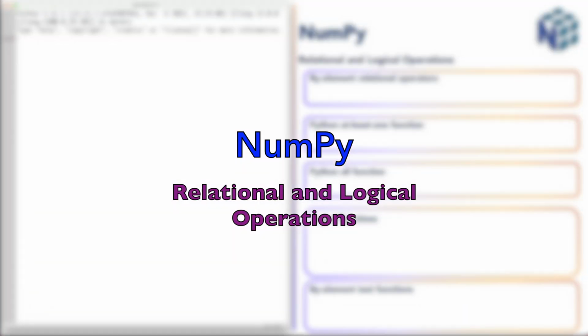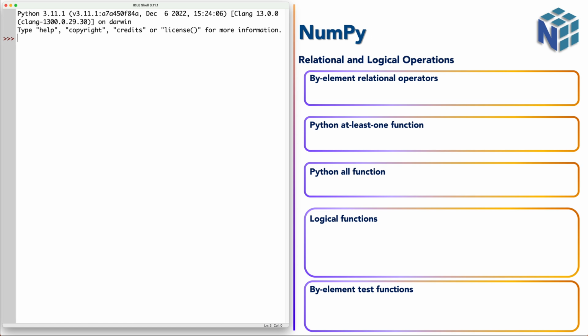NumPy also has a group of relational and logical operations or operators. They are operators and functions which return true or false values. So for that reason, they can be used in conditions or conditional statements for different purposes. For example, let's start with the by-element relational operators. As we saw before, by-element operators work on corresponding elements, element by element. The similar thing applies here with the relational operators.